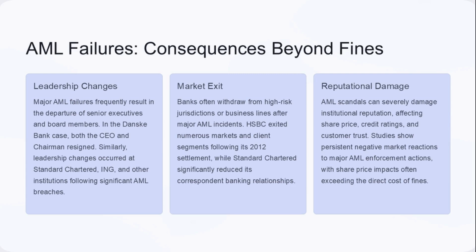AML failures have consequences that extend beyond fines. Leadership changes often occur, as seen in the Danske Bank case, where senior executives and board members were replaced. Banks may exit markets or business lines after major AML incidents, as HSBC did post-2012. Reputational damage can severely impact institutional reputation, affecting share prices and customer trust, highlighting the importance of effective AML enforcement.